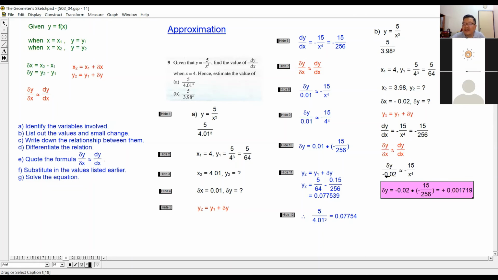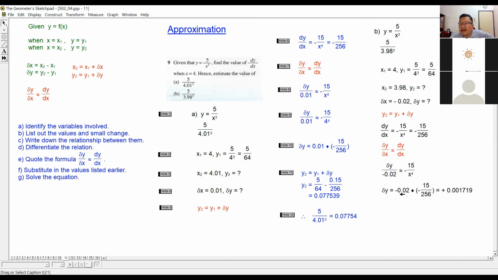So we substitute 15 over 256, and the negative 0.02 you bring to the other side. So when this negative multiplies with the negative delta x, it becomes a positive number. So my delta y is a positive number here. Okay. So you can use your calculator, calculate this number here, delta y, positive 0.01719.